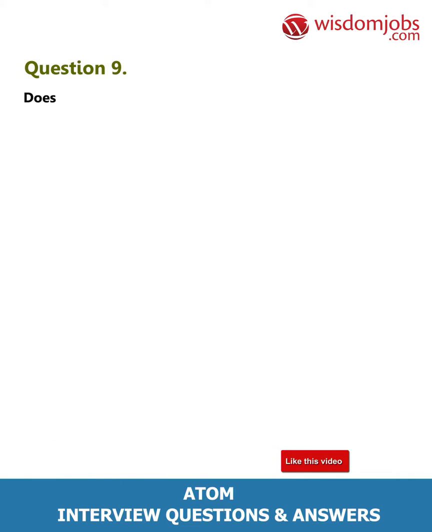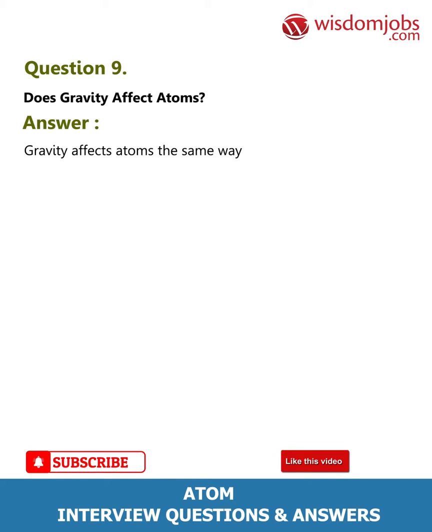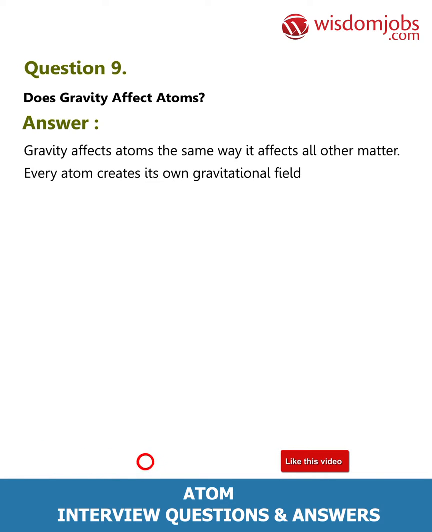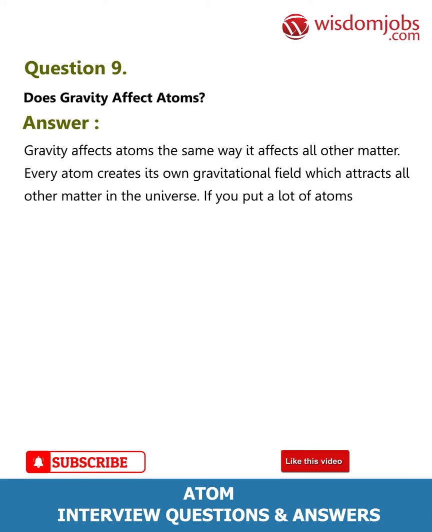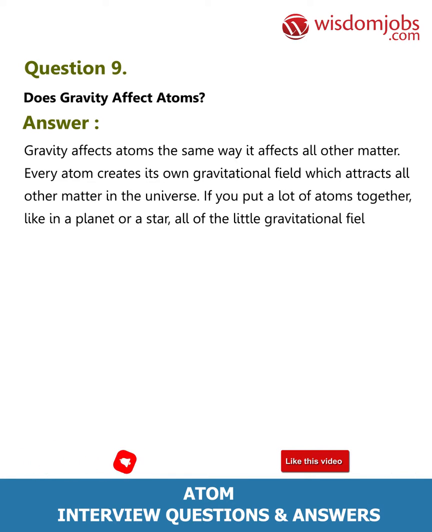Question 9. Does gravity affect atoms? Answer. Gravity affects atoms the same way it affects all other matter. Every atom creates its own gravitational field which attracts all other matter in the universe. If you put a lot of atoms together, like in a planet or a star, all of the little gravitational fields add together, creating a much stronger pull.